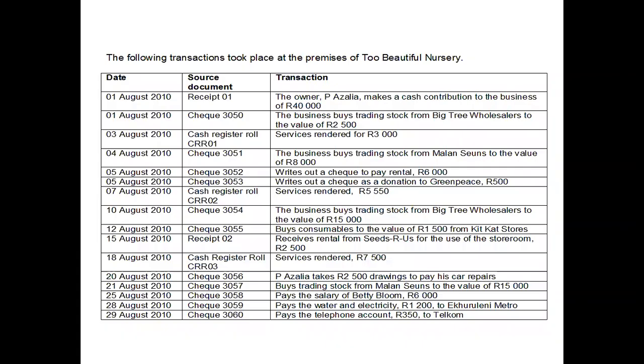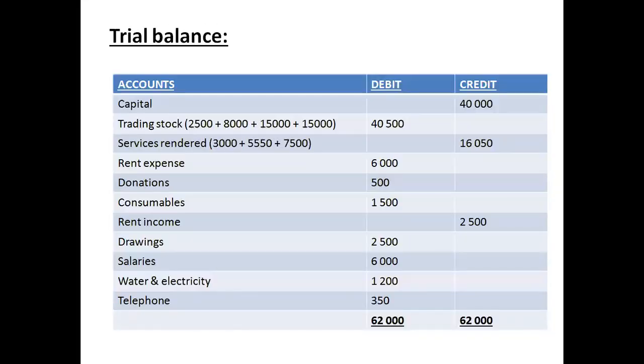Next one pays the salary of Betty Bloom, 6,000 Rand. So it's about salary, 6,000 Rand. Salaries is an expense. Expenses is always on the debit side. All right, salaries, 6,000 Rand on the debit side because salaries is an expense.